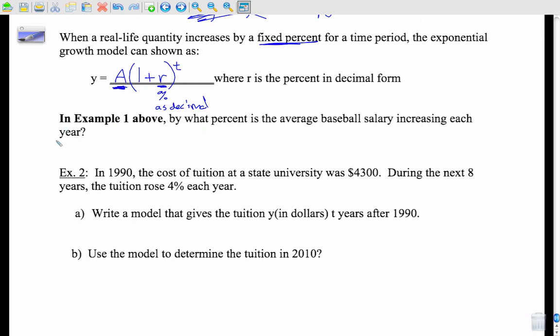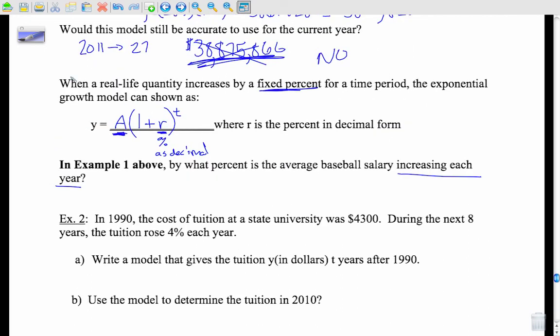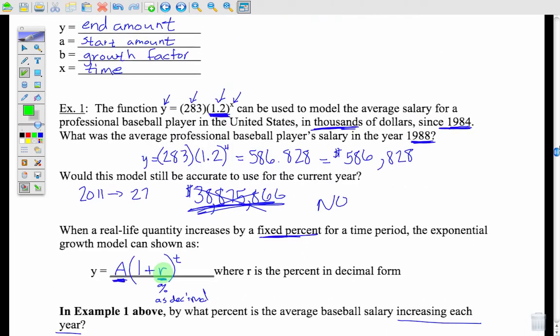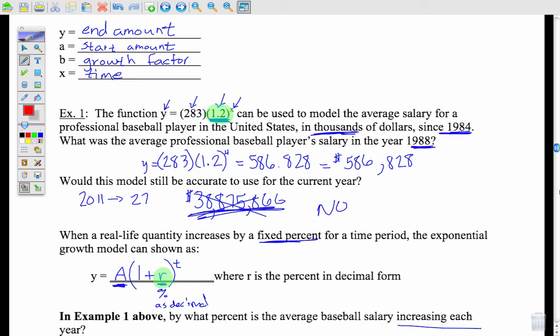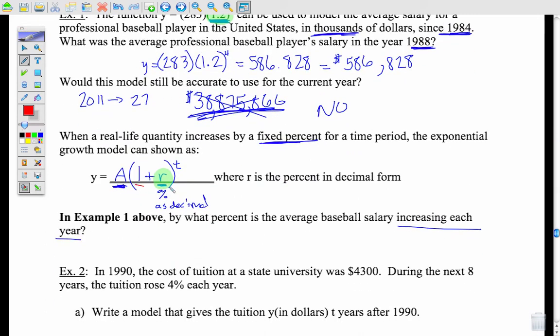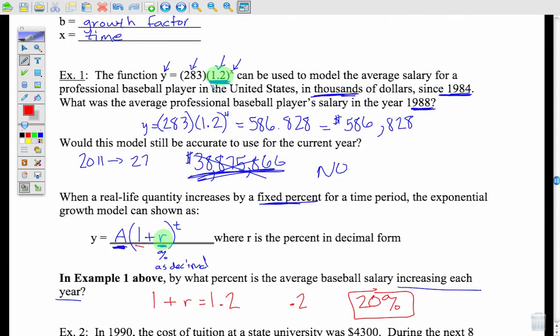In example 1 above, by what percent is the average baseball salary increasing each year? So if I wanted to know the percentage here, that's this little letter R. This is my percentage. I suppose I can highlight this for you. This is my percentage right here. If I want to know what the percentage is up above on this example 1, I'm just going to ask myself the question, okay, how far is this 1.2 away from 1? Because I know I got to go 1 plus that. So 1 plus that rate equals 1.2. You subtract 1 from both sides, you'll get 0.2. Move the decimal place twice, and you'll find out that it's increasing 20% each year up here.